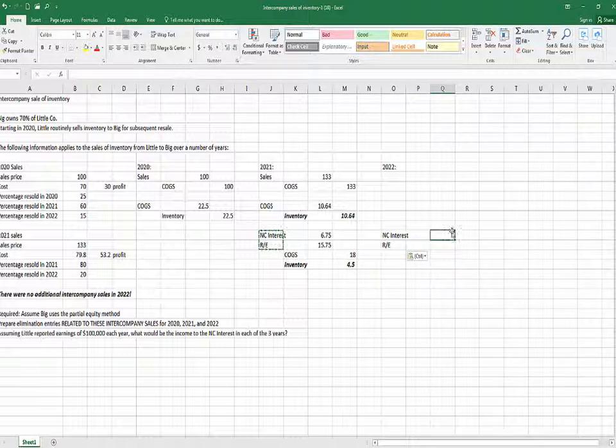And we're going to split it 30/70 between the parent and the non-controlling interest. And now we say, okay, all of that merchandise has now been sold, which means we need to realize the income by reducing cost of goods sold.